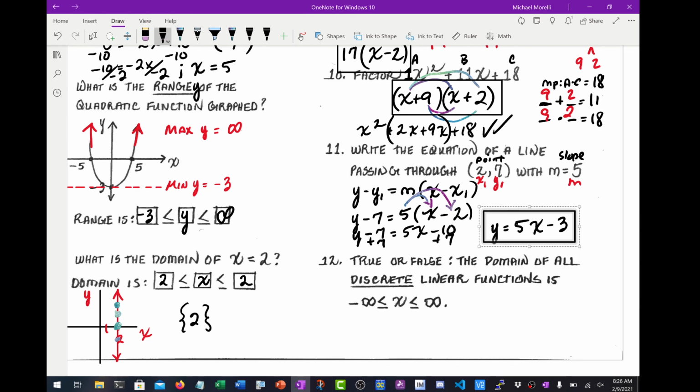Okay, and this final question is true or false. The domain of all discrete linear functions is negative infinity less than or equal to x less than or equal to positive infinity. This is straight up false. I mean, the nature of a discrete function is that its domain is limited, so it cannot be all real numbers. So it's just false. All right, that concludes the video.